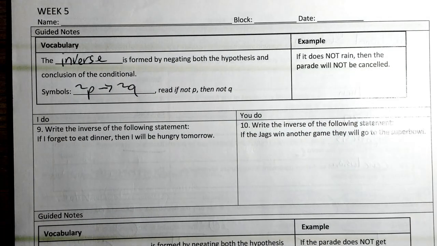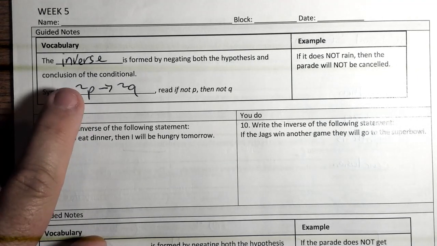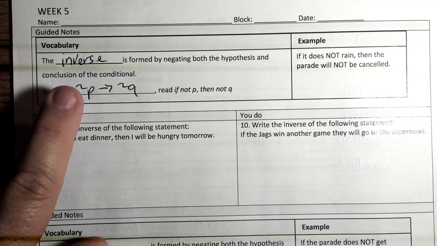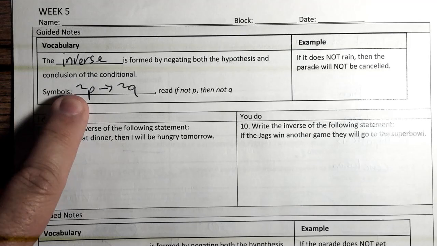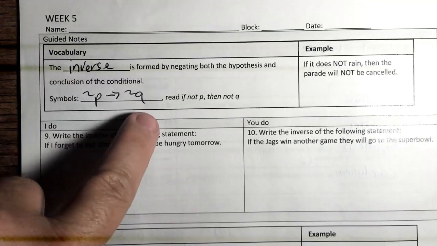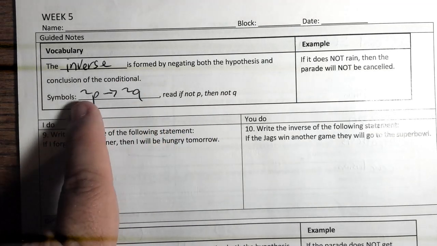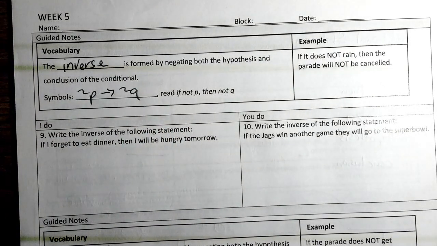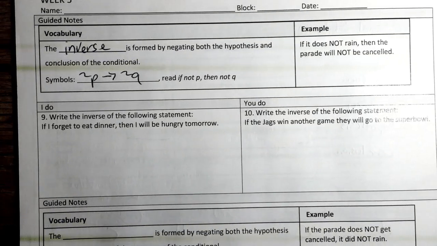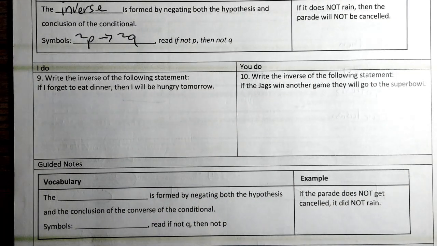All right, next one here is the inverse. This is formed by negating both the hypothesis and the conclusion. So this one, remember the tilde, the little mark above the equal sign that makes it congruent. This stands for not P, then not Q. See, if not P, then not Q. Well, that means not, so just get used to that. Example, if it does not rain, then the parade will not be canceled. You notice these statements are kind of the same, kind of different. Hopefully you kind of see where the gist of this is going.